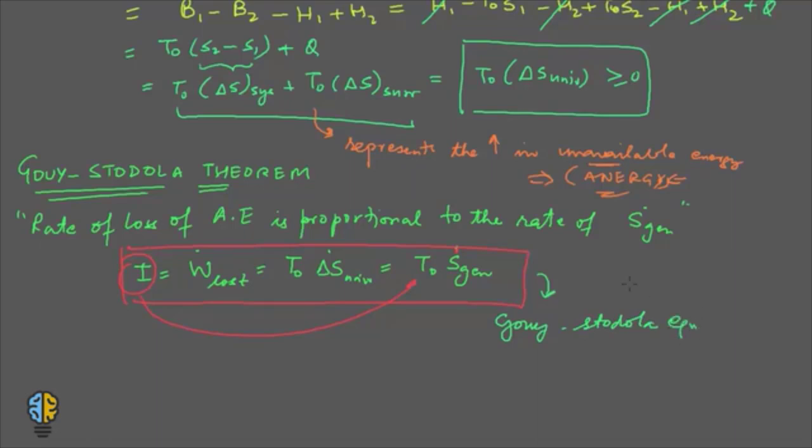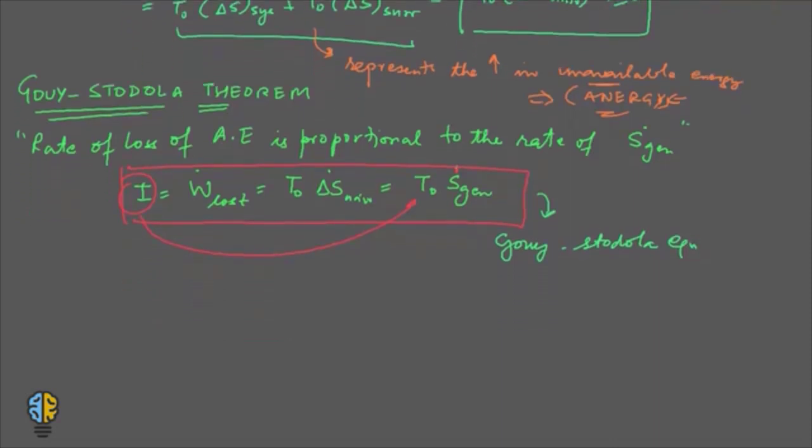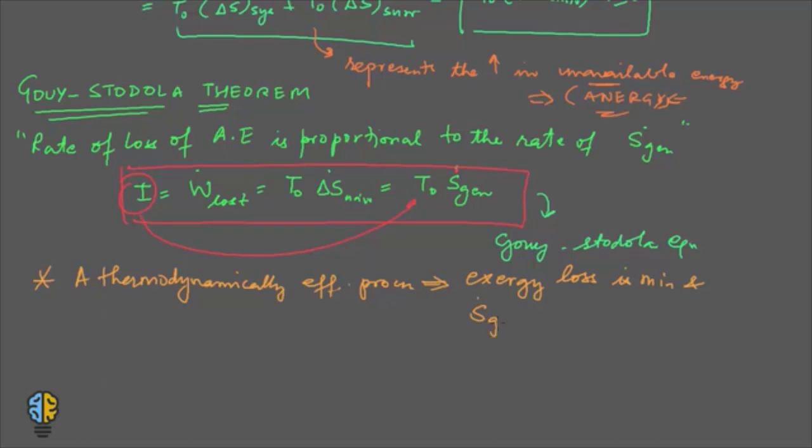Alright, and a thermodynamically efficient process would involve minimum exergy loss with minimum rate of entropy generation. So that is the last takeaway from this particular lecture. A thermodynamically efficient process means that the exergy loss is minimum, and the rate of entropy generation is also minimum. So this is the last point that you should remember.